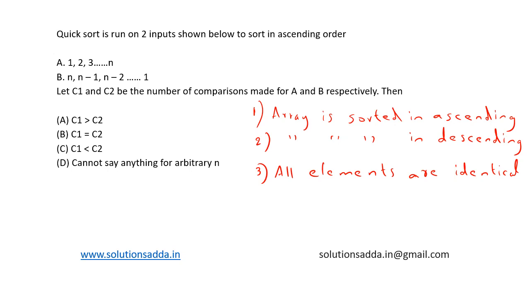So here A is the elements are arranged in increasing order. Here case B, the elements are arranged in decreasing order. So this conforms to the point 1 and 2. So in both cases, the number of comparisons made by A and B will be same. So C1 will be equal to C2. Option B is the correct answer.